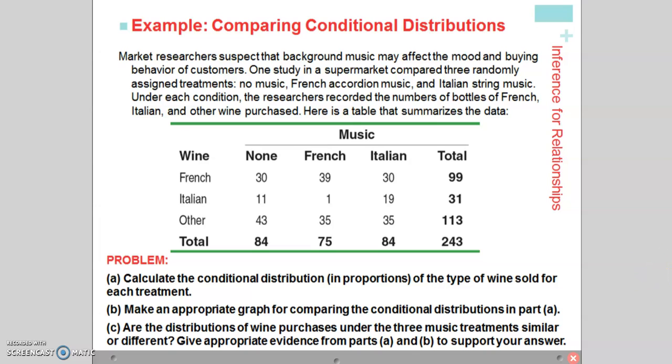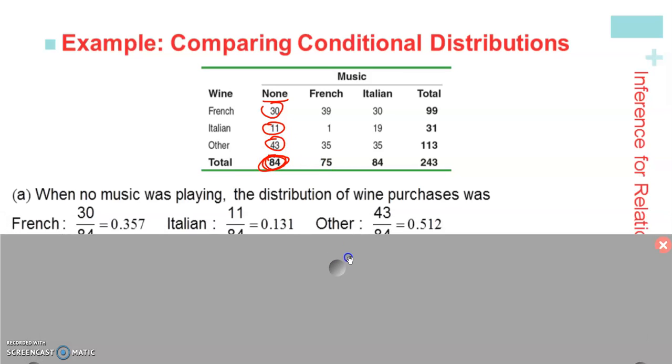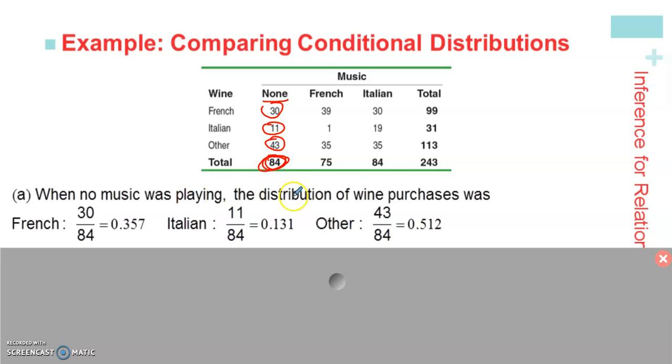So if you remember what a conditional distribution is, and this was a while ago that we first learned these, a conditional distribution basically takes both variables into account. So basically, when no music was being played, what percent of the wine sold was French, what percent was Italian, and what percent was other. So basically, we just take that number and divide it by that number, and then take that number divided by that number, and then take that number and divide it by that number. Okay, so when no music was being played, here are the proportions of each type of wine that we get.